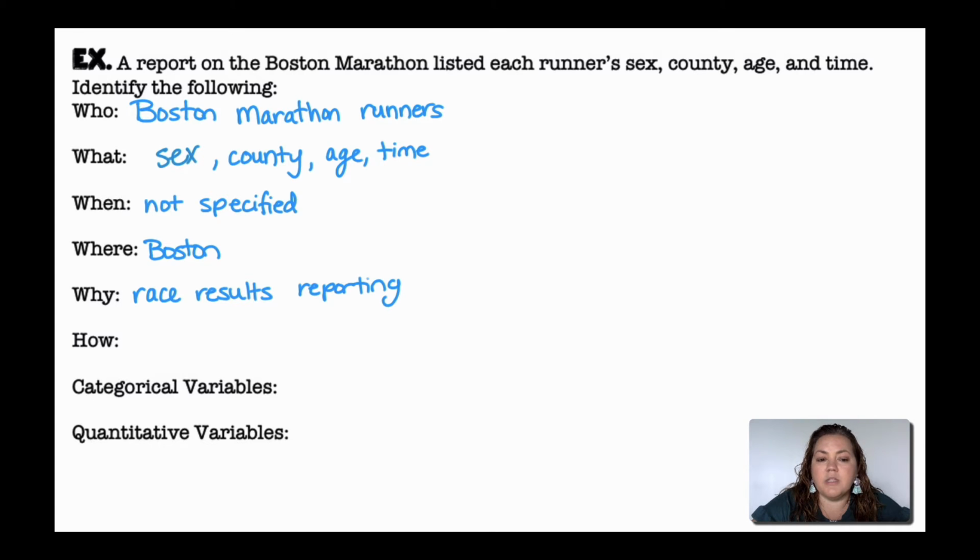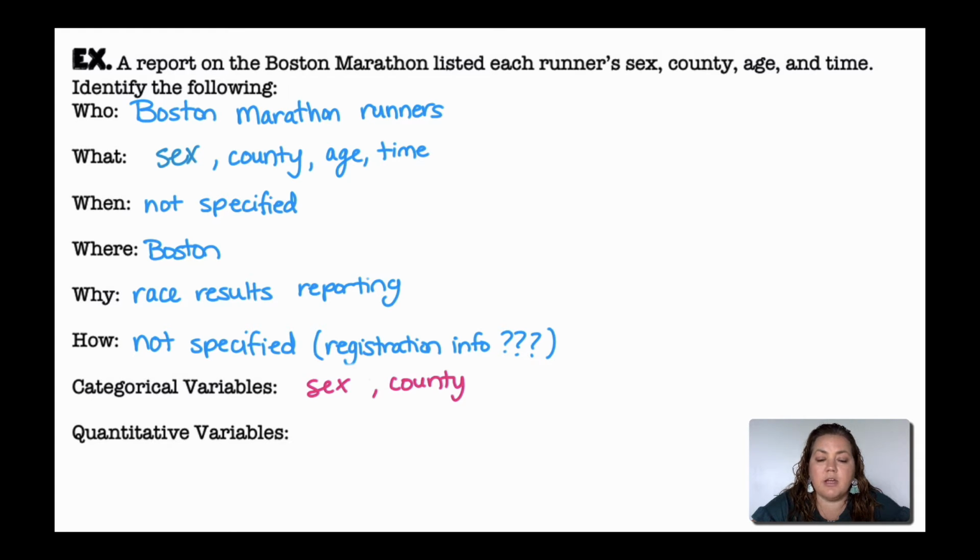Why is the race result reporting, most likely the reason why we're getting this. How was not specified. We're assuming we got most of this information from registration info and then the results. The categorical variables here would be the sex and the country. The quantitative variables would be their age in years, and the time in hours, minutes, and seconds.